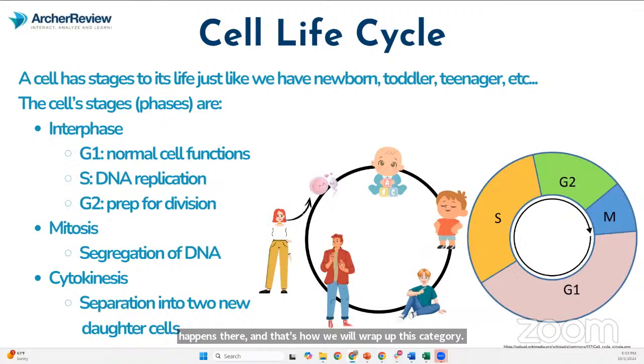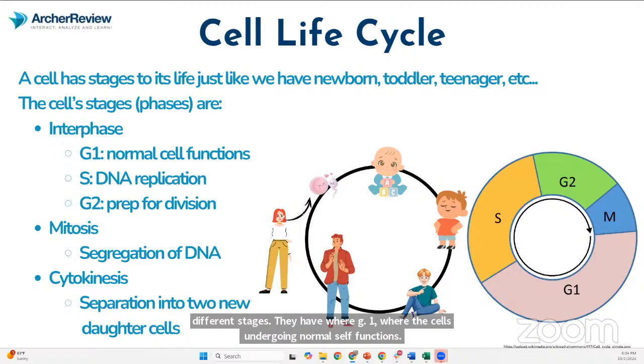So what's interesting to think about with a cell is that a cell has a life cycle, much like we do. We have newborn, toddler, teenager, adolescent, senior citizen, and so on. And a cell has phases or stages the same. They have interphase, and during interphase, they have 3 different stages. They have G1, where the cell's undergoing normal cell functions.